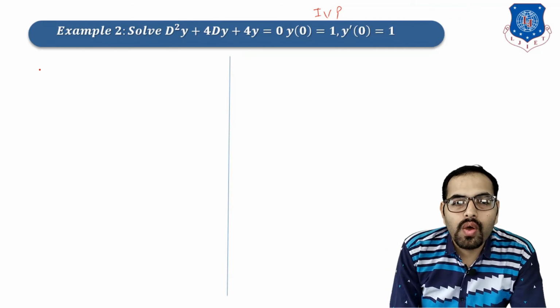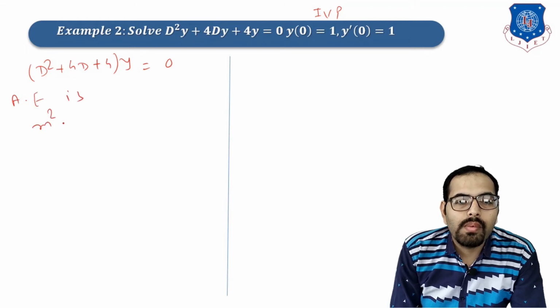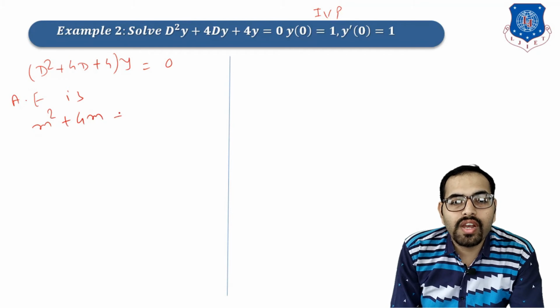Then here, we can write it as (D² + 4D + 4)y = 0, taking y common. Then our auxiliary equation is m² + 4m + 4 = 0.